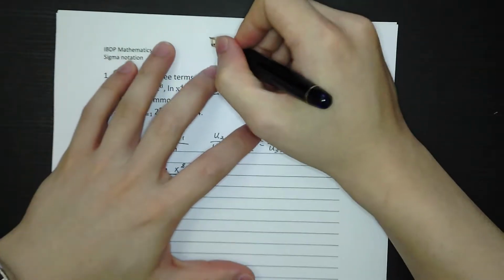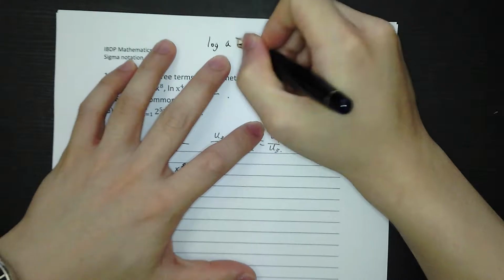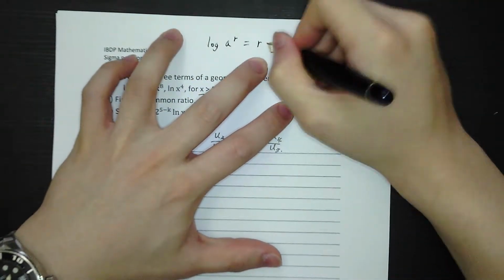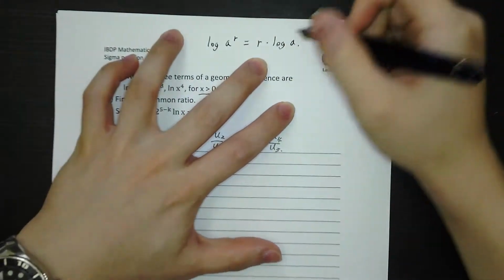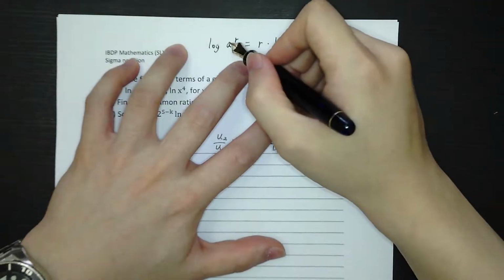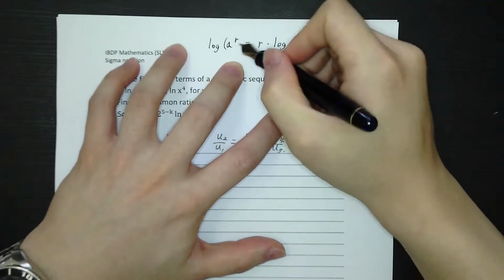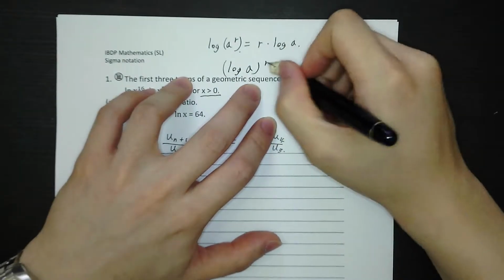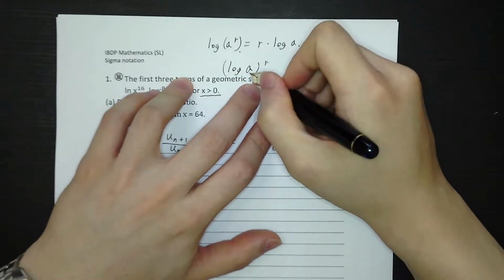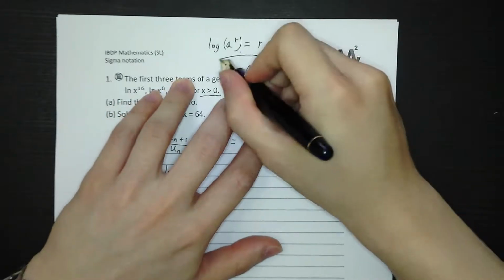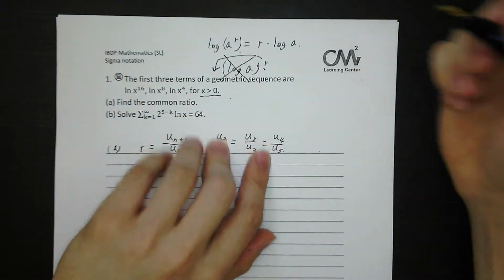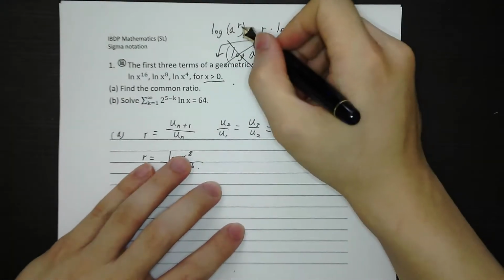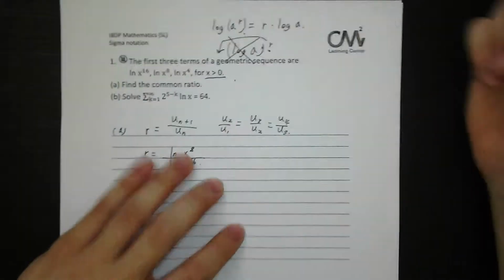Put the power down. Log A to the power R equals R times log A. And be careful, the R is only for A. It's not for the log A. If there is a bracket with power R, you can't put the power down. It's wrong. So do check the R is only for A only.